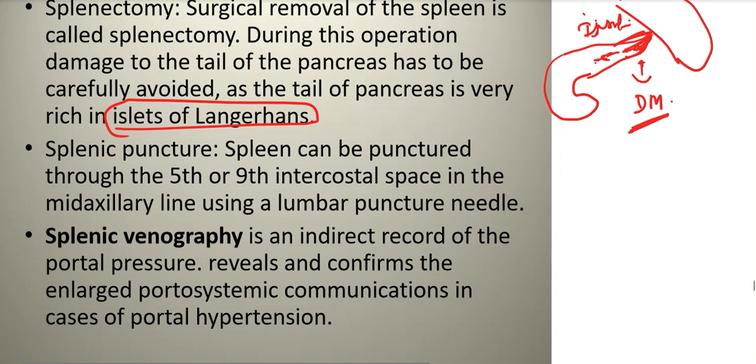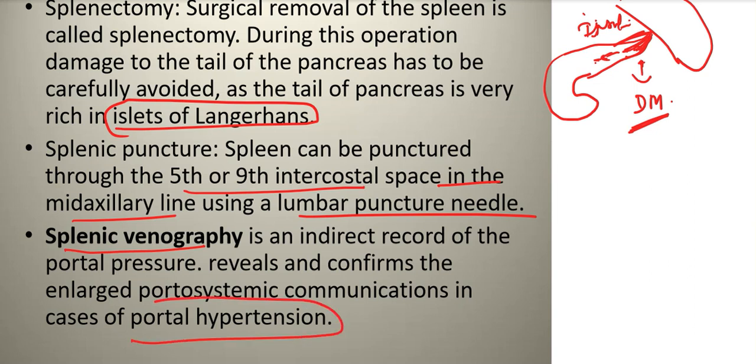Next is splenic puncture. A splenic puncture is performed in the 5th to 9th intercostal space in the mid-axillary line. Splenic venography is a pressure record mechanism for portal hypertension. In case of portal hypertension, we can measure it by splenic venography.